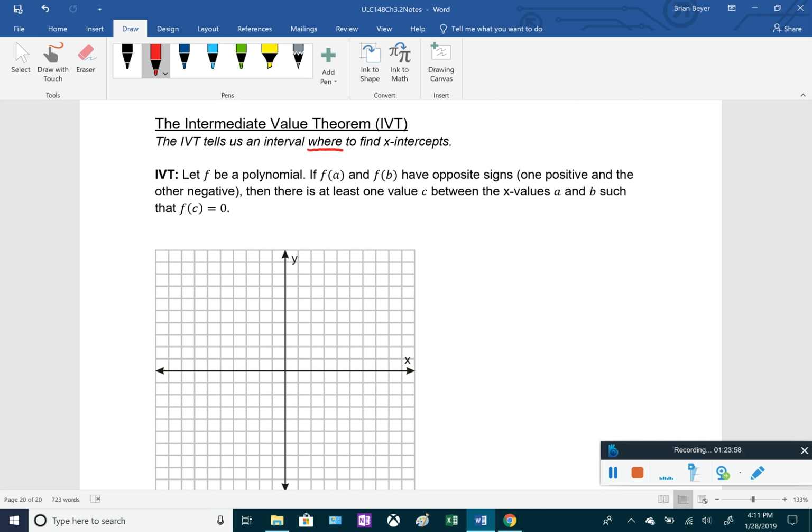So the intermediate value theorem says if f is a polynomial, that's really, really important, I'll bring that up in a second, and if the function evaluated at a and the function evaluated at b have opposite signs, meaning one's positive and the other one's negative, there has to be at least one value, which we'll call c, between the x values a and b such that f of c equals 0. f of c equals 0 means this is the x-intercept, right? So they're saying if two y values, one's positive, one's negative, there has to be an x-intercept between them, which hopefully just makes logical sense.